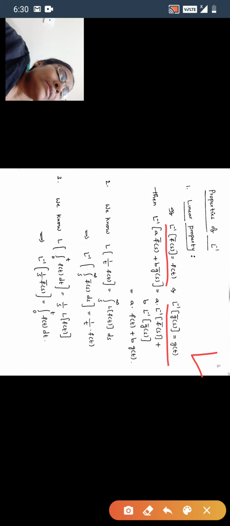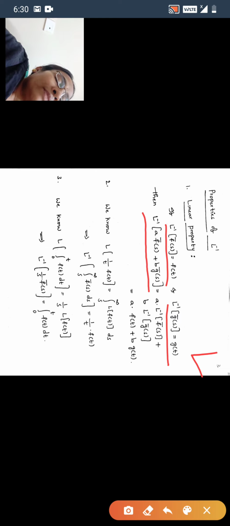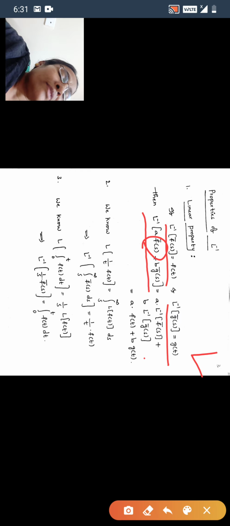Linear property means if L inverse f bar of s equals f of t and L inverse g bar of s equals g of t, then L inverse of a into f bar of s plus b into g bar of s equals a into L inverse f bar of s plus b into L inverse g bar of s. So the main concept from the linear property is that the operator L inverse affects only the functions f bar of s and g bar of s, not the constants a and b.